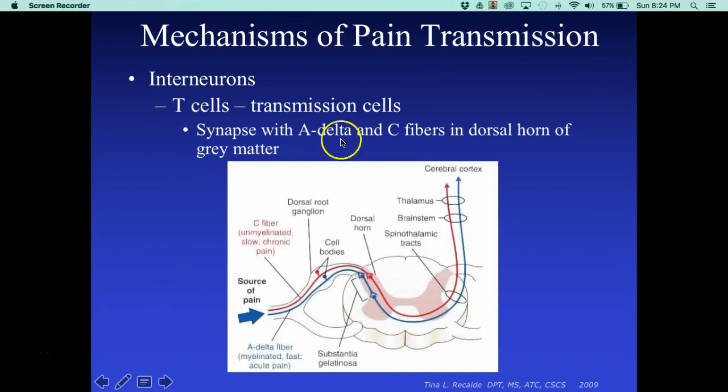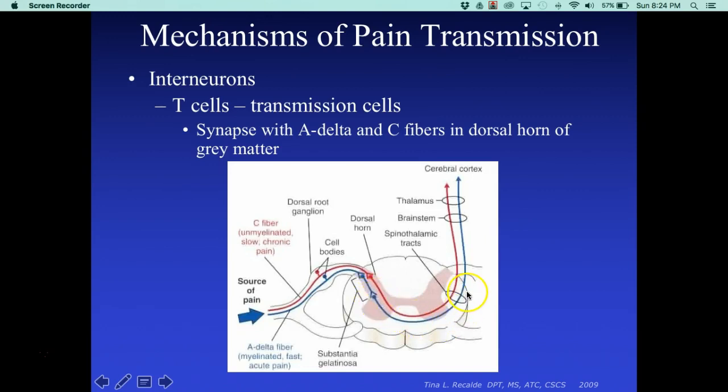So here we go, continuing to talk about the mechanisms of the transmission of that pain. Of course we have these interneurons, the T cells that transmit the signals. They synapse with those A delta and C fibers in the dorsal horn that we talked about, because they're afferent nerves. So you can see that you have the source of the pain. Here's that A delta myelinated fast acute pain. Remember, it's got a short onset and it's very sharp. And you can see it coming up here in the blue, and it synapses here at the substantia gelatinosa.